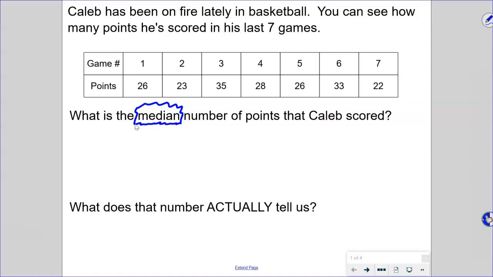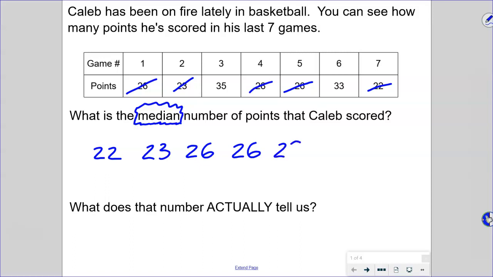We're going to take these numbers and put them in order from least to greatest. So I'm going to start with the 22, and then I'm going to do the 23, and then I'm going to move on to, we got 2 26s, so I'm going to write down both of them. You do got to write down both. So I'm going to put 26, and then 26 again, and then I'm going to put 28, and then the 33, and then the 35.